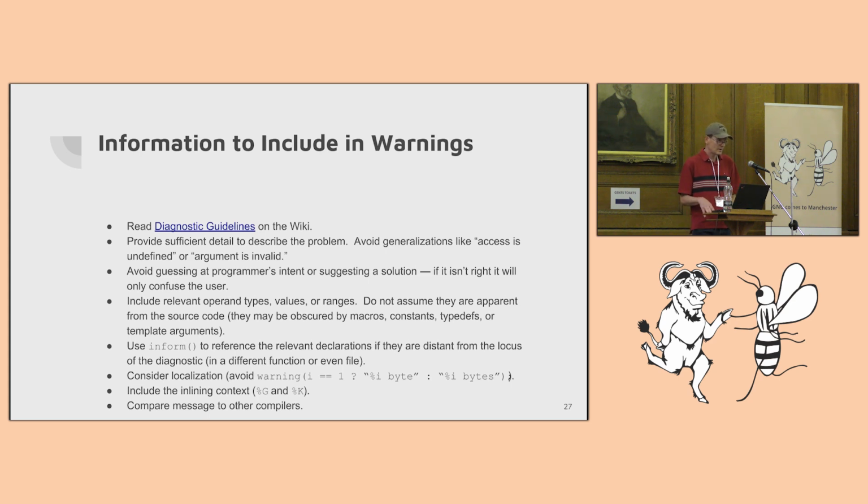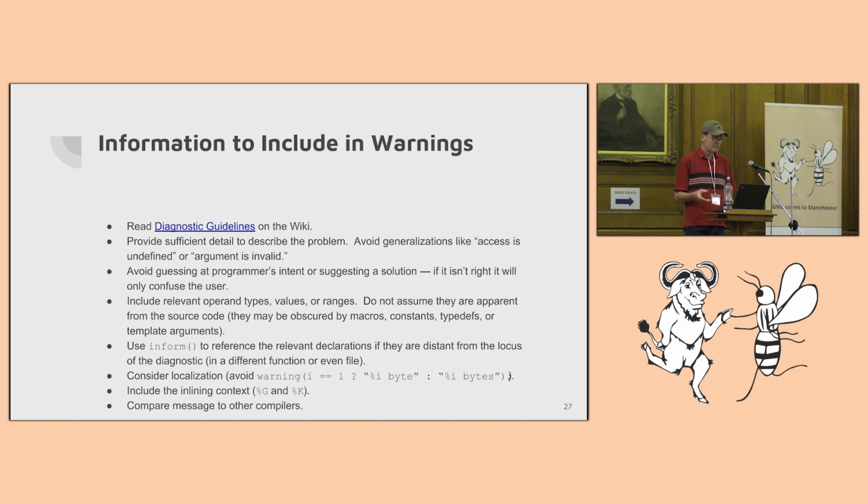Include all relevant operand types, values, or ranges. The warning is triggered based on the values of these parameters. So make sure those are included in the diagnostic, because they're not necessarily always apparent from the code, even though GCC does a great job of printing the affected line of code, and it might even print the inline in context. The values of the arguments are not necessarily available. In fact, in middle end warnings, they're not going to be available. They're going to be obscured by the data flow or control flow. So make sure you include those in the warning.